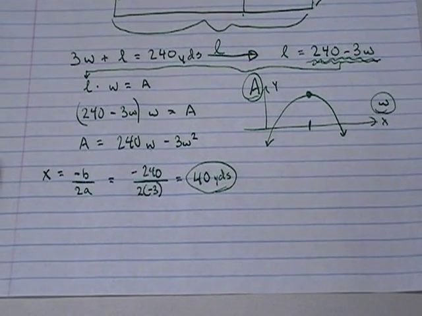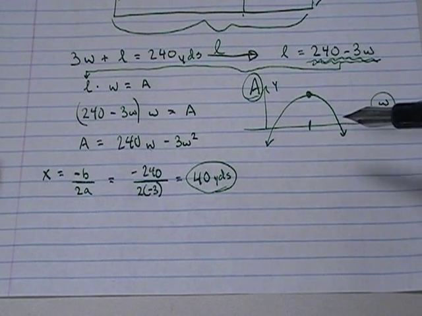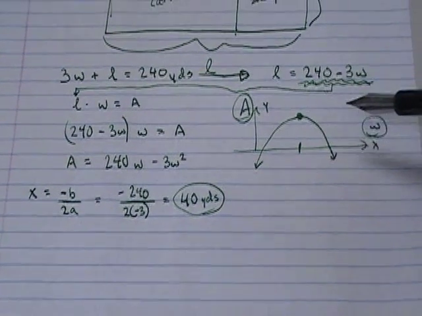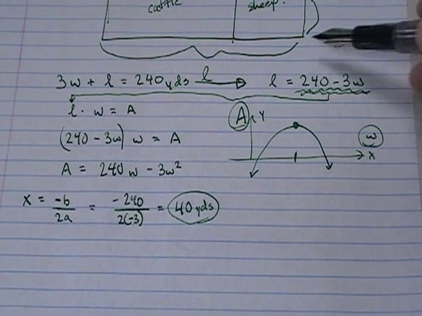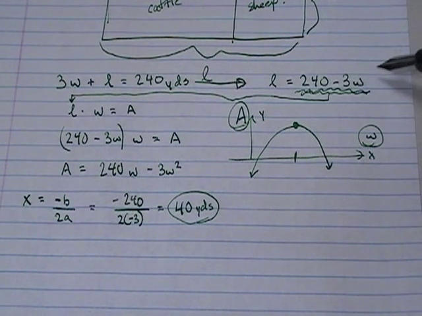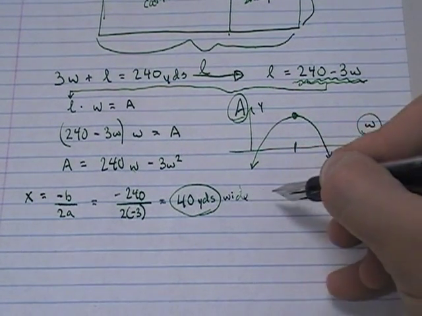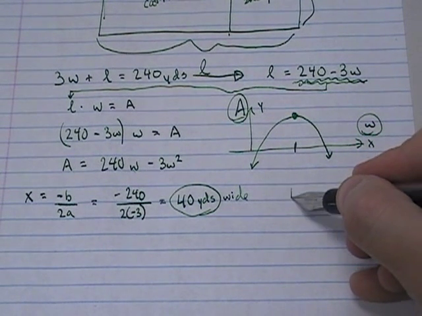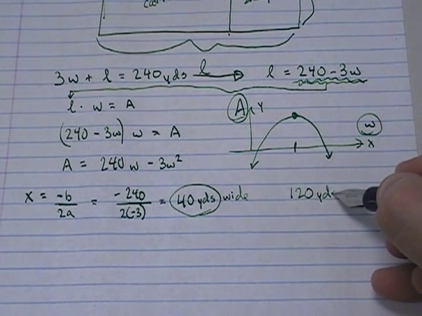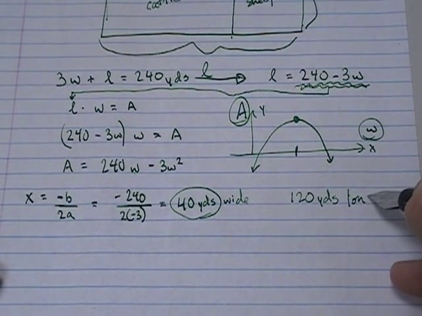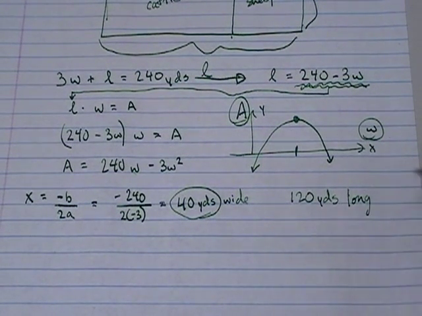Now, how do we find the maximum? If this is the width, how do we find the maximum length? Well, you'd go back to this equation here: length equals 240 minus 3W. Well, 3 times 40 is 120. So 40 yards wide and 120 yards long will give you the maximum area.